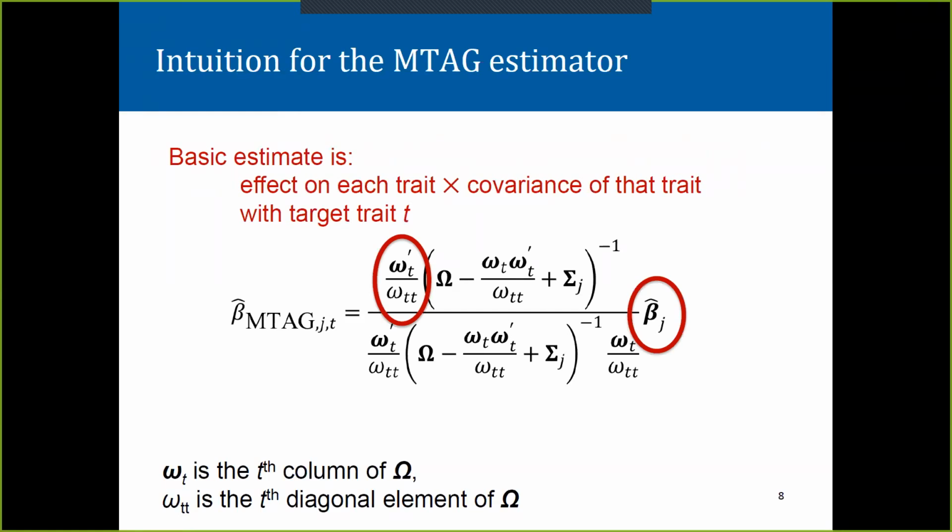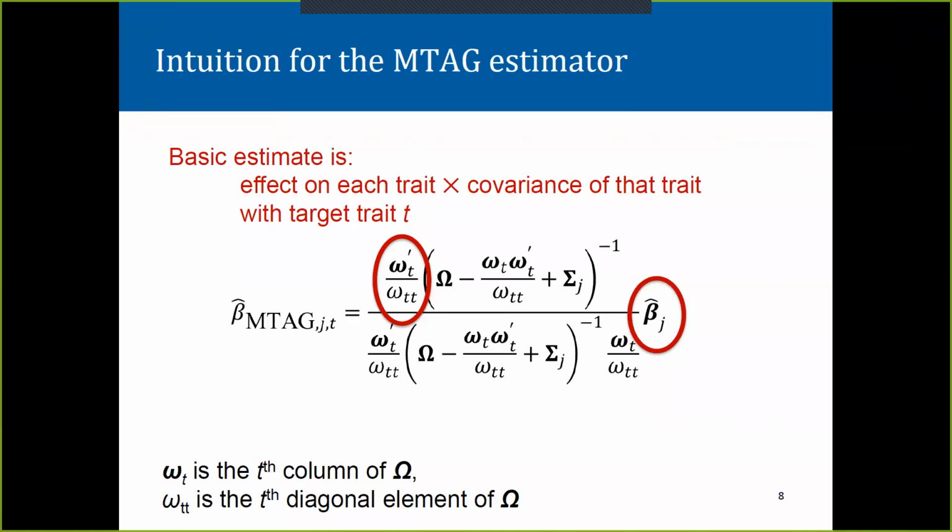One other thing to highlight before I explain this. If you look at this, you can see that this thing is just a weighted sum of the beta hats. And so this is going to feel a lot like meta-analysis. In fact, this reduces to just simple meta-analysis in the case that there's no sample overlap and all of your traits are perfectly correlated genetically.